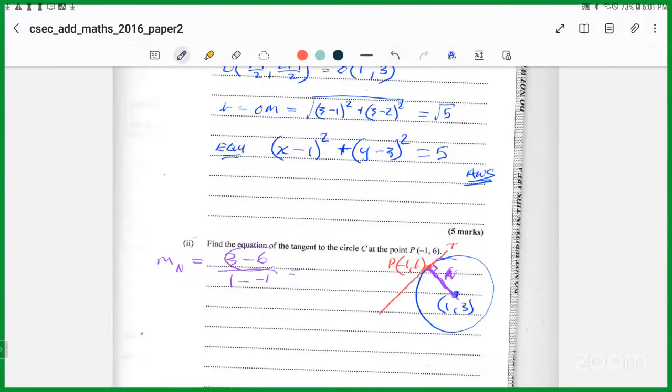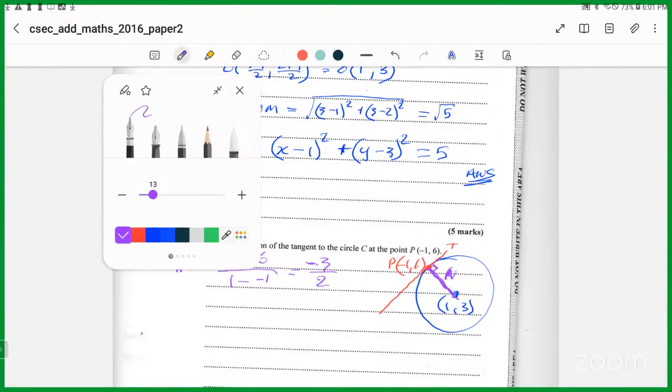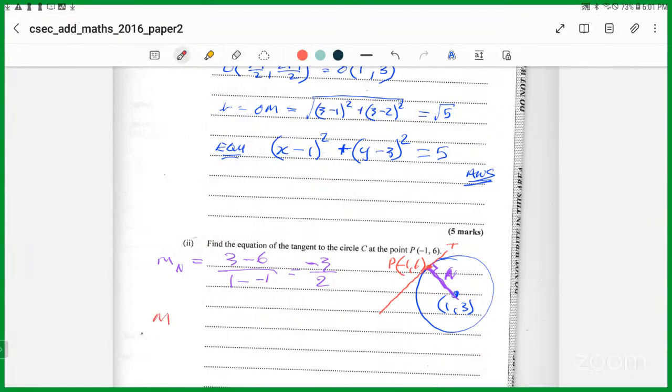So it will be negative 3 up here over this works out to be 2, because minus minus is a plus, over 2. That's going to be the gradient of the normal. Now the tangent is perpendicular to it, so the gradient of a tangent is minus 1 over the gradient of a normal.